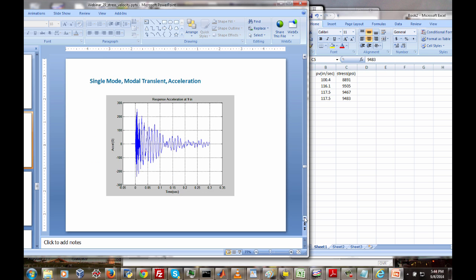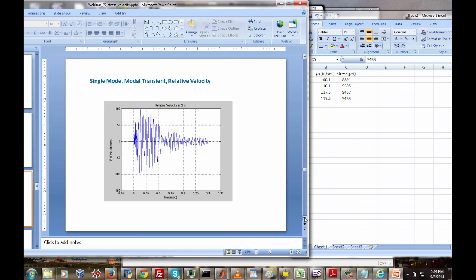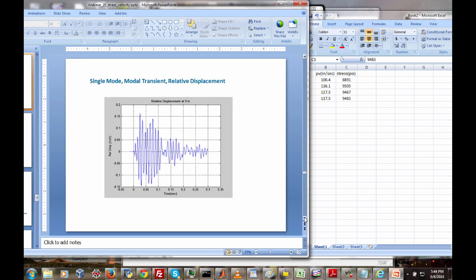And this was the acceleration response time history for including just the single mode. Here is the relative velocity time history. And these plots are all at the free end, by the way, including just one mode. The relative displacement at the free end, including just one mode.